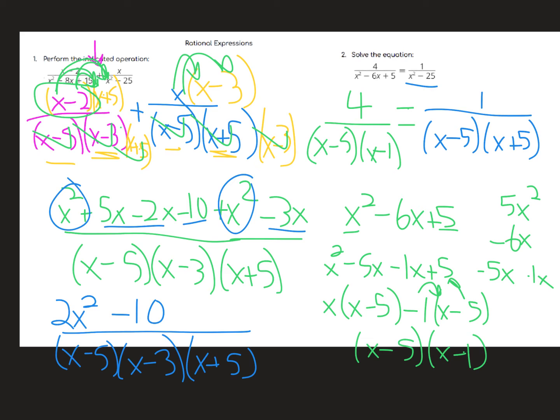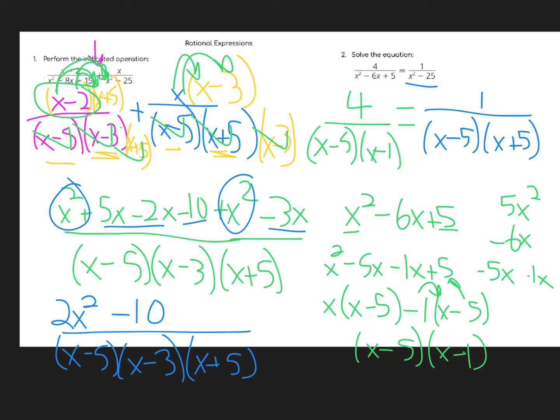Now, in this case, we are done, because there's nothing more we can do. We could try to factor that top piece, but it's not going to factor into anything nice. So we are all done with that problem. All right, there's a lot there.